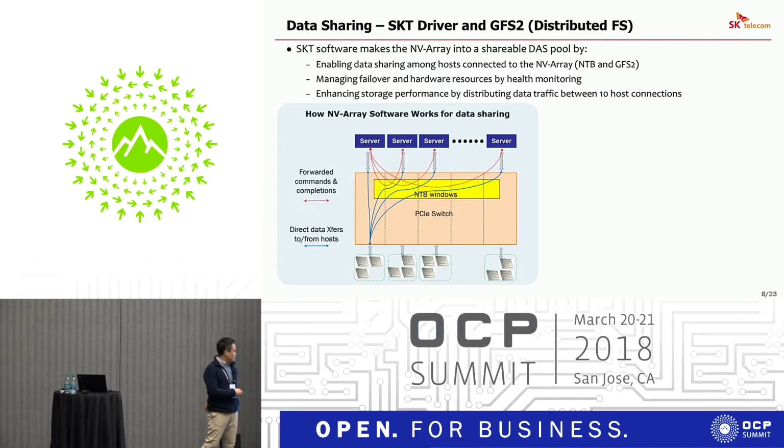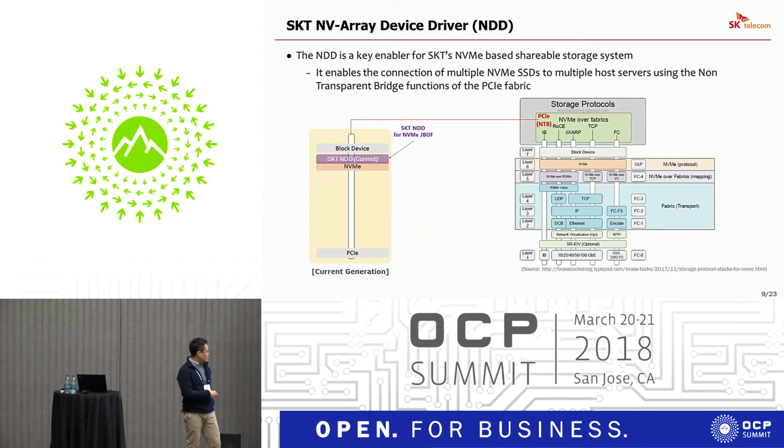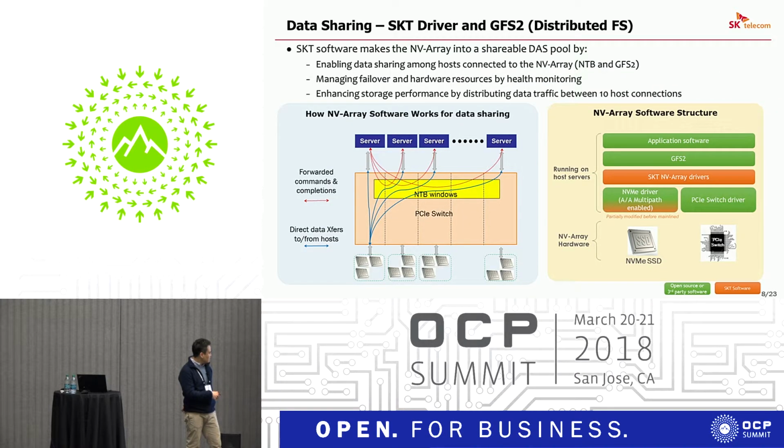And we evaluated some paths like this. The servers need to communicate at the command level first, but data doesn't have to come to the real owner. That just goes to the requesting host directly. So that gives the maximum bandwidth to the host. The NVRA structure is described here. We leverage GFS2, which is a distributed file system as well, to provide a sharing capability. But not only GFS2, SKT NVRA software will be required as well.